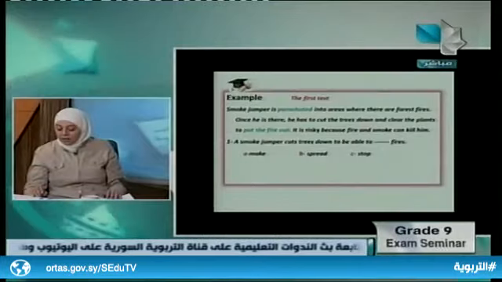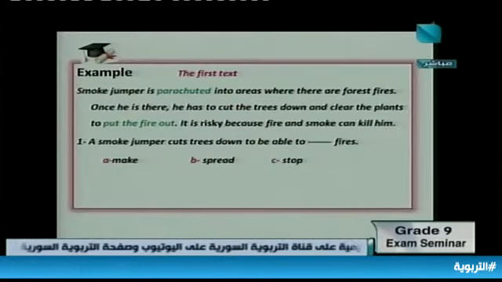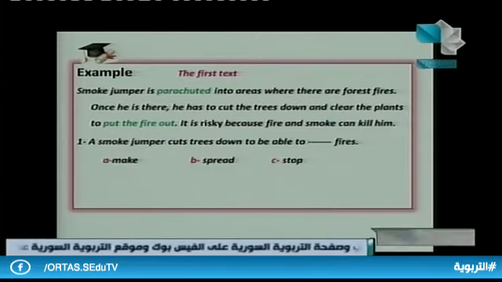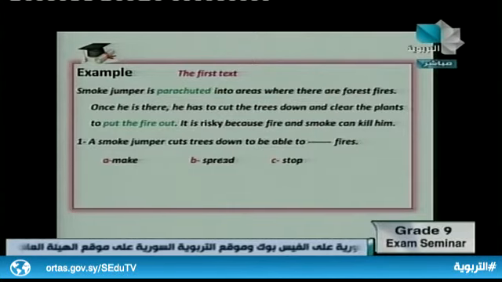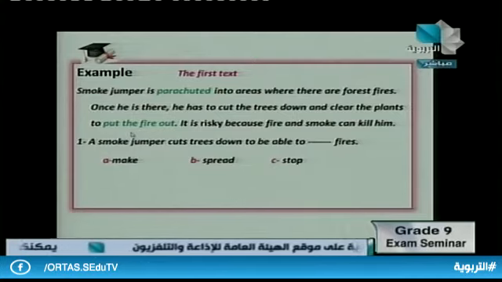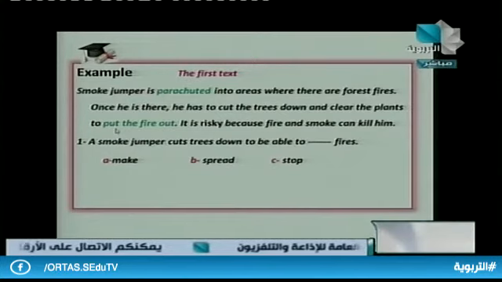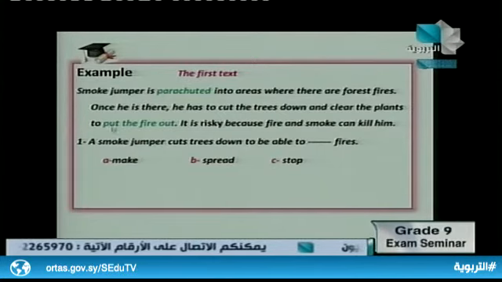The student must understand the general idea of the text so that he or she can answer these questions. As in the example here, a smoke jumper cuts trees down to be able to put the fire out. Of course, the correct answer is stop, because the word in the text is put the fire out, which has the same meaning as stop.